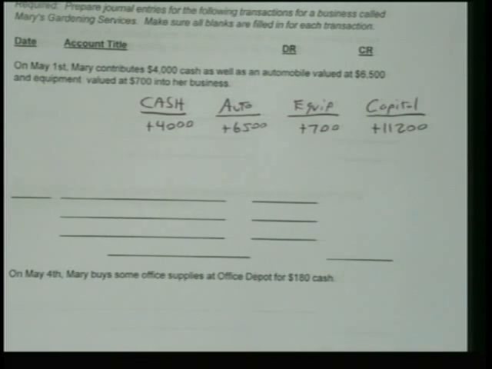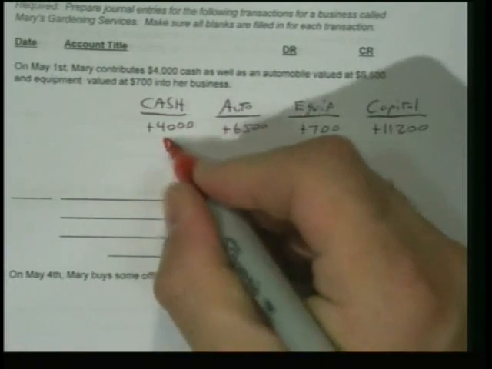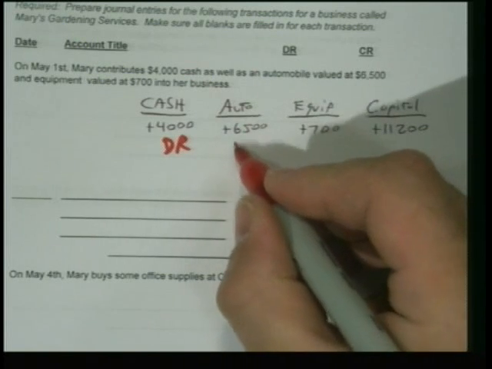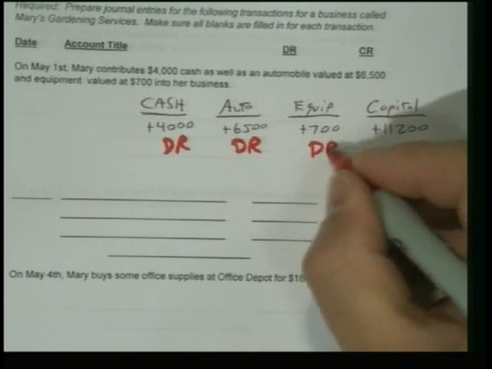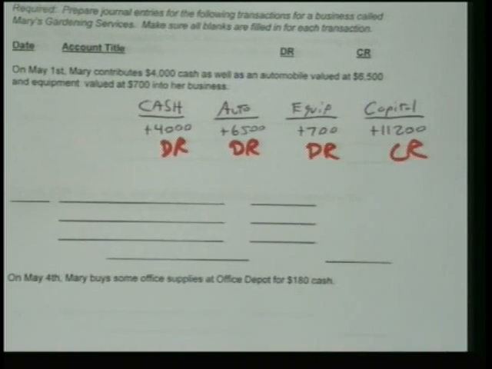Okay. How do you increase cash? You debit it. How do you increase an asset such as automobile? Debit it. How do you increase equipment? Debit it. How do you increase capital? Credit it. You credit it. Okay? Now see, now we're done, aren't we?